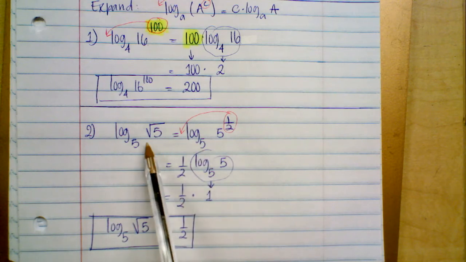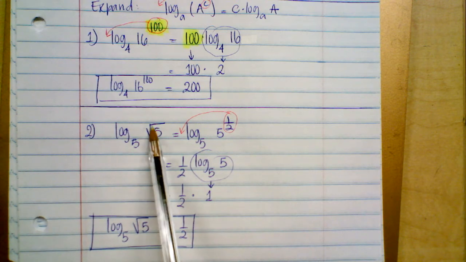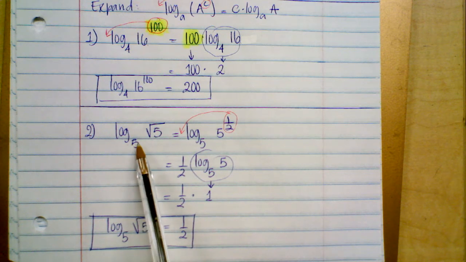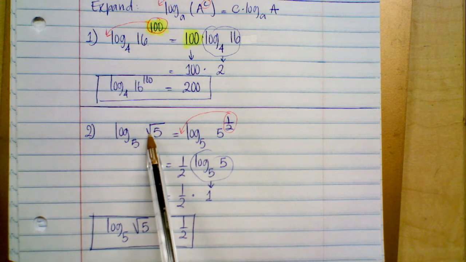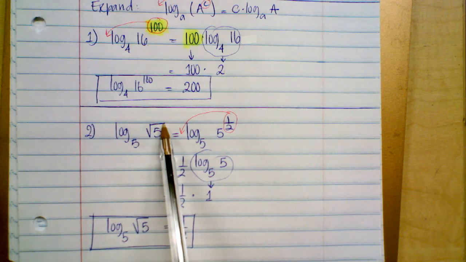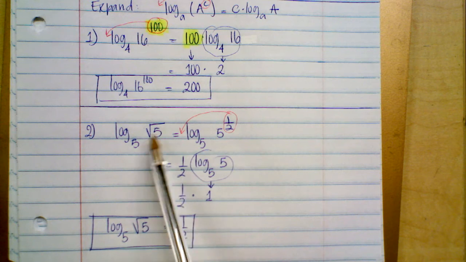So remember, log means find the exponent to give to the base 5. So the answer is square root of 5. You could have found it right away, it's 1/2, because the exponent of 1/2 means square root. 1/2 can be written as a square root. This fractional exponent of the square root is 1/2.